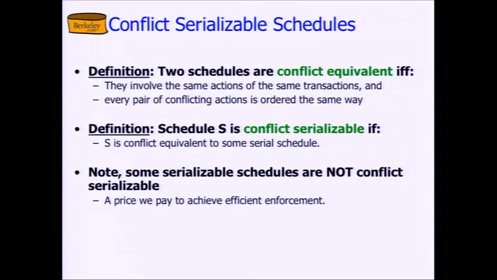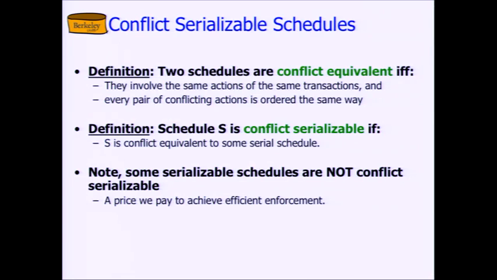It's the same structure of definition. First, we're going to define equivalence of schedules, and then we're going to define serializability as equivalence to a serial schedule. So two schedules are conflict equivalent if and only if, so it's a definition, they involve the same actions of the same transactions, and every pair of conflicting actions is ordered the same way in both schedules. So if the first schedule had transaction 1 writing A before transaction 2 reads A, then the second schedule would also have transaction 1 writing A before transaction 2 reads A. So all the conflicting actions are ordered the same.